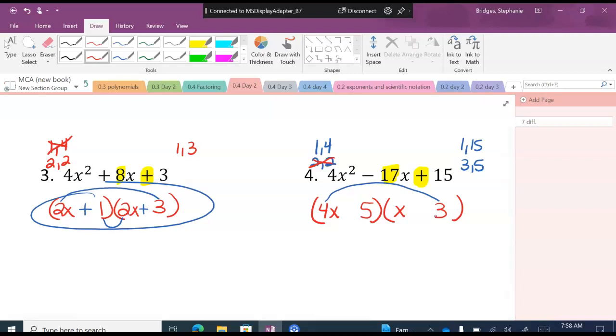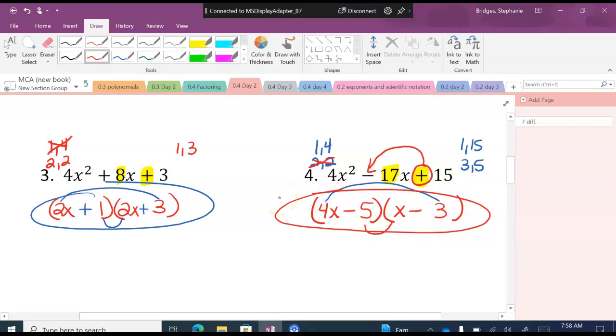What is 4 times 3? 12. Okay, and then if we do 5 times 1, that is 5. Does 12 and 5 add to give me 17? Okay. What about my signs? Are they going to be the same or different? Same, and they're both going to be minus.